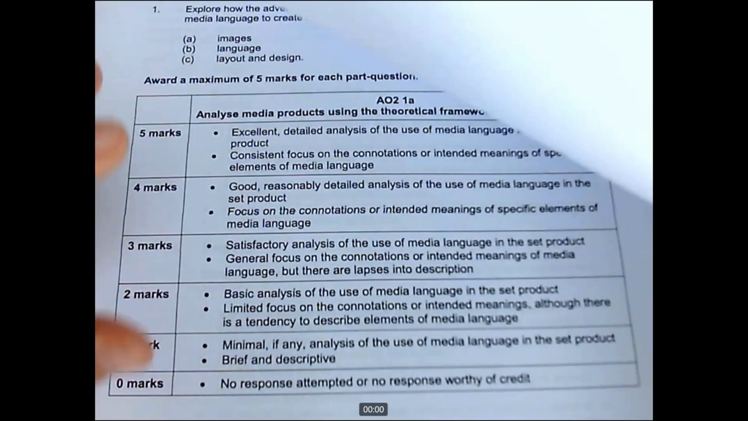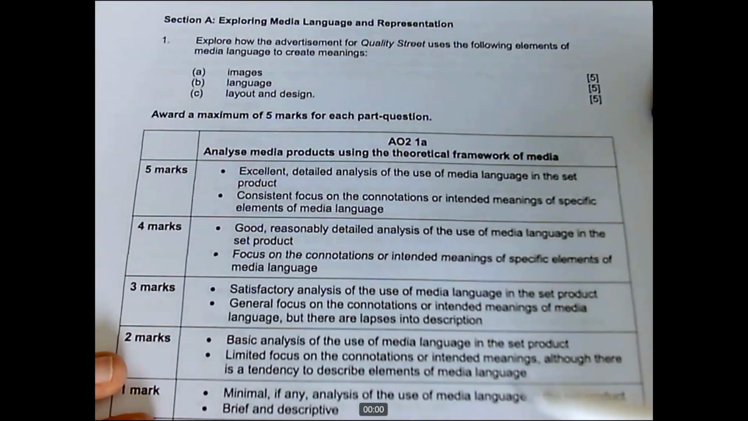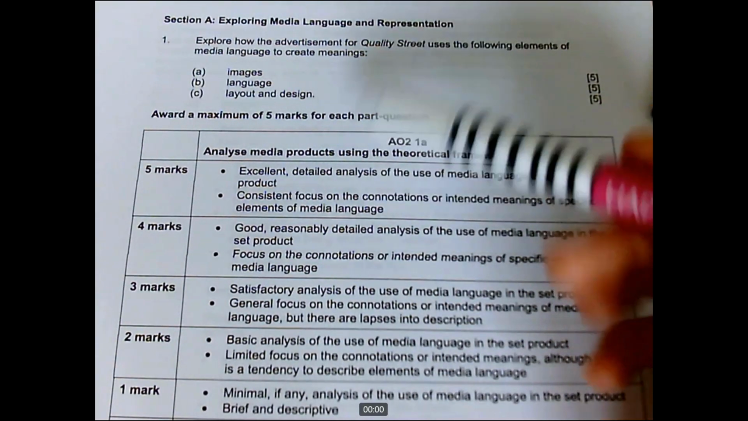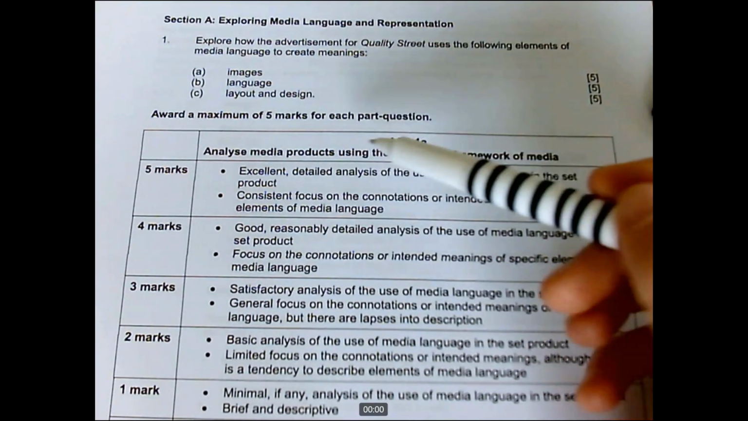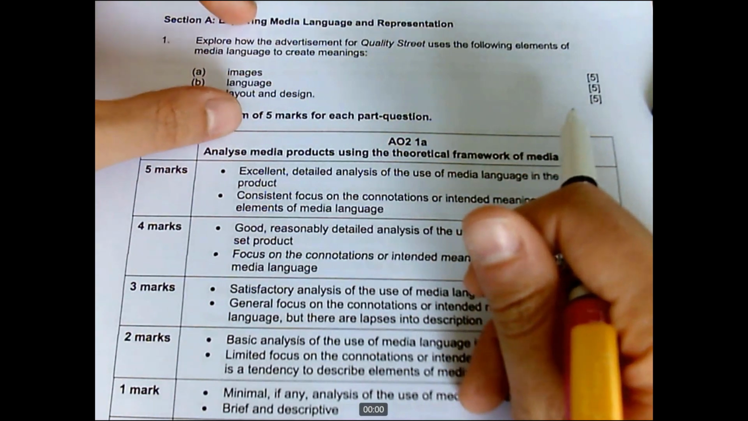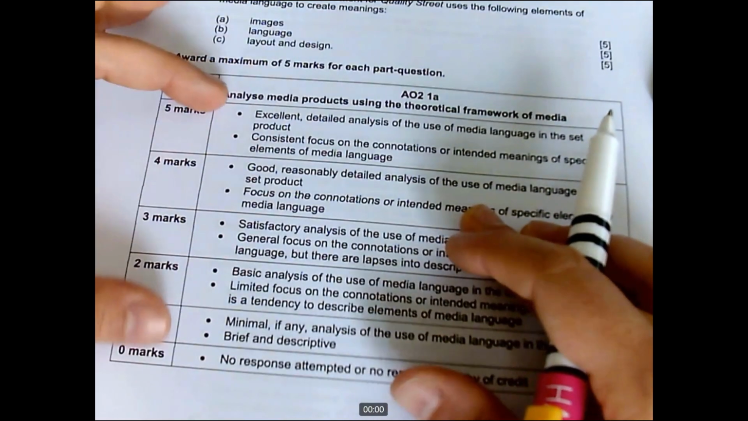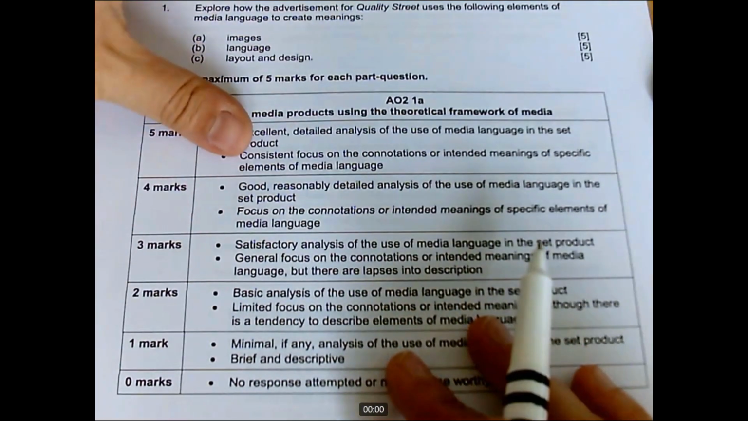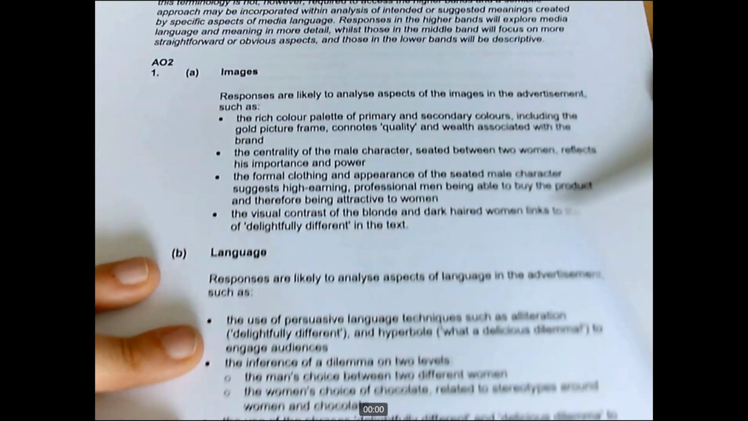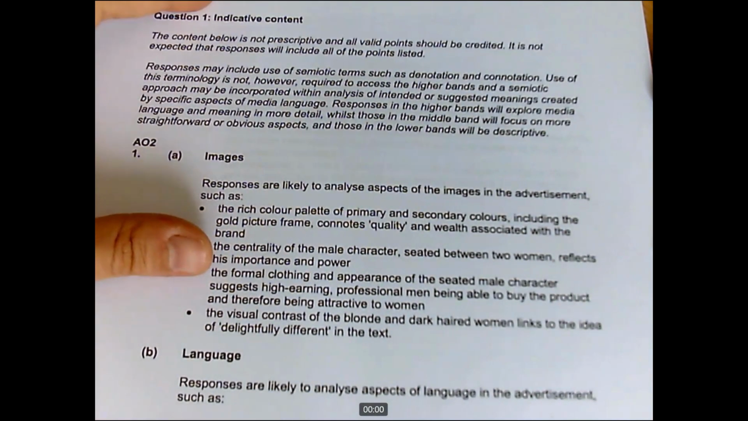Okay, so the most important part of the paper for you guys to understand is this mark scheme here, okay, which is where we have the question up at the top, and then the grid, and after the grid we have what's called indicative content.